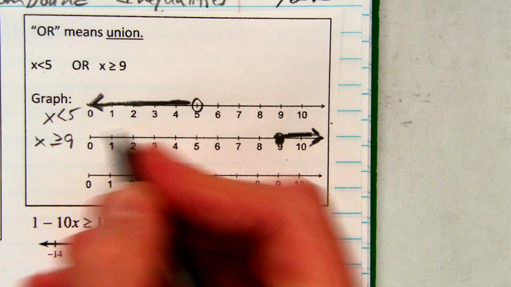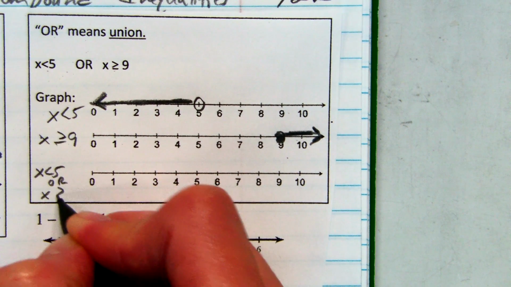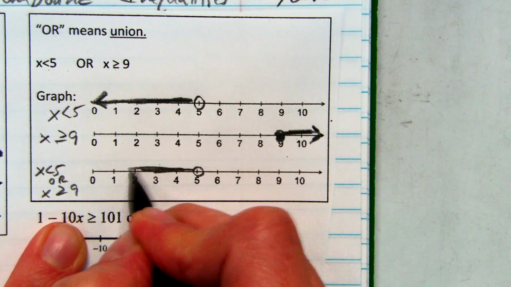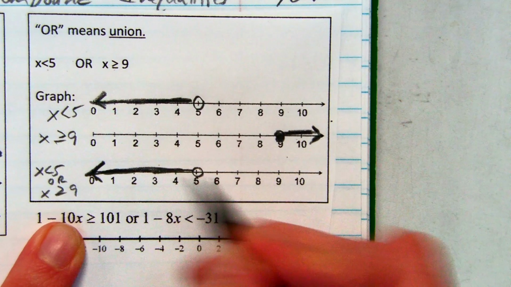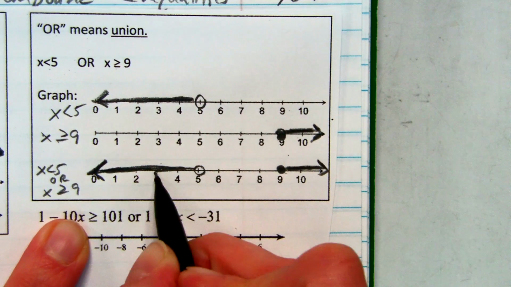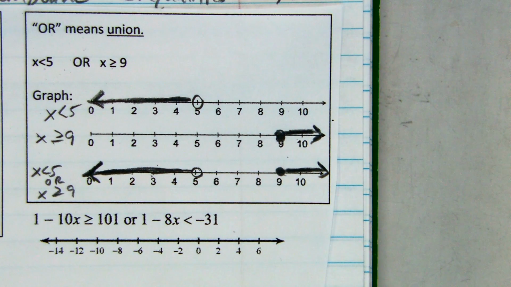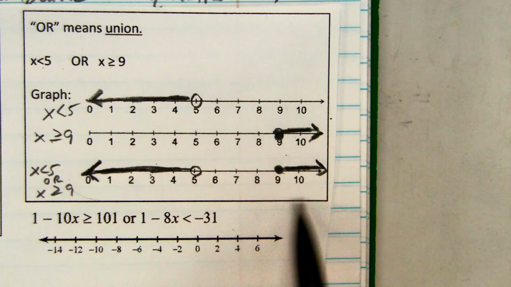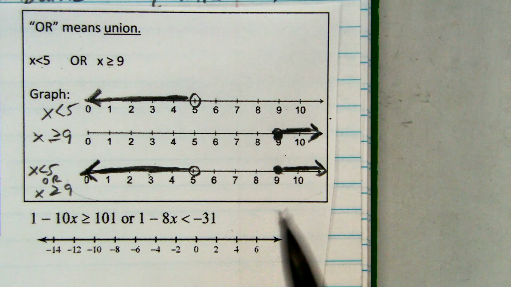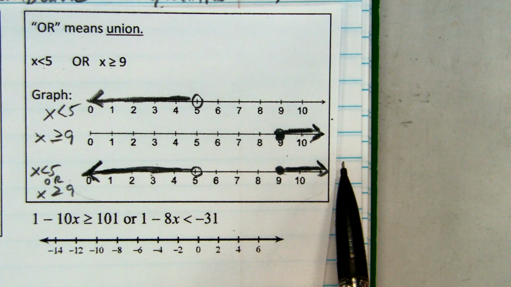So on my final solution down here, we're going to do x is less than 5 or x is greater than or equal to 9. And what we do is we just put both of them on the same graph. There's 2 pieces to the solution, and there's solutions over here, and there's solutions over here, and it's all just one big happy weird family. Okay? It's all on one big graph. So when you have an or, you don't throw out any solutions. Any solution that was on this one or this one gets included in your final answer.